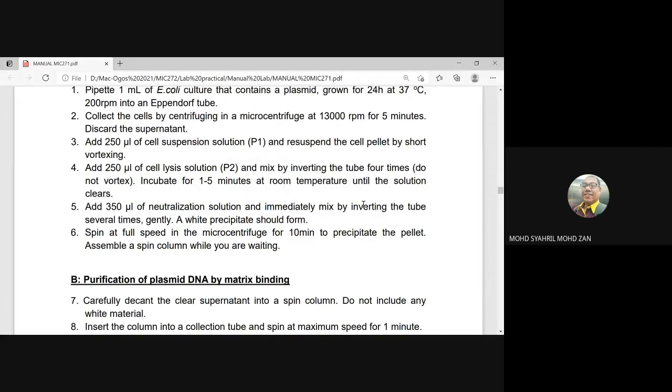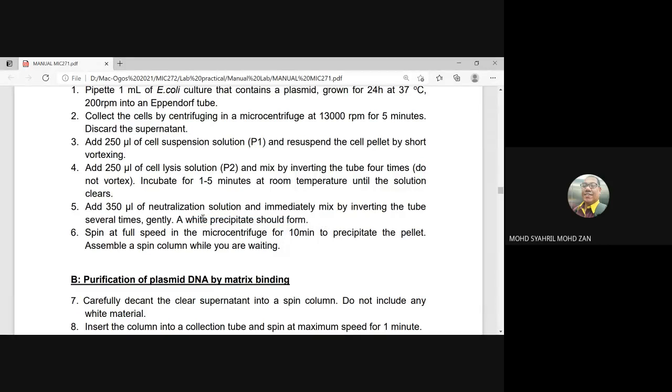Again, awak kena invert, bukan vortex. Right, vortex tu kita lebih kepada hancurkan dia, right? Tapi untuk invert kita just gunakan jari. So mostly vortex lebih kepada penggunaan alat, ada vortexer nama kat situ, awak boleh jumpa dia, right? Dekat makmal, okay, tapi awak tak ada buat makmal, so awak boleh akses dalam internet, nanti awak boleh tengok video dia, right? And then you will get the white precipitate form.